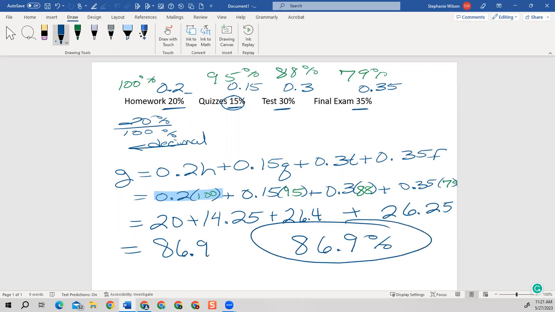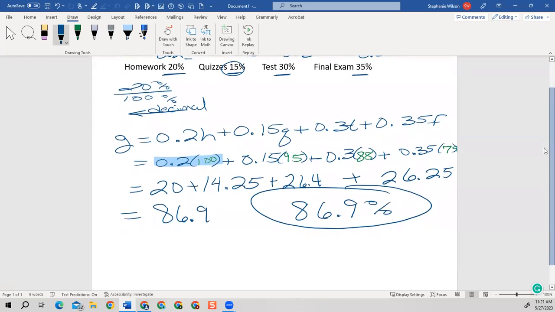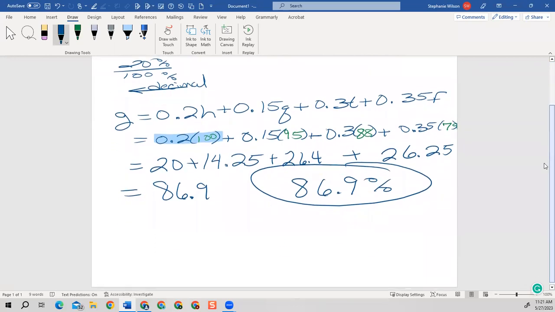All right, now let's do another scenario. What if you don't know what you earned? What if you don't know your final exam grade yet, but you know what you want at the end of the class? So what if you wanted to have a 92% total grade average? And you know your homework grade. Again, we still have that 0.2 times that 100%.